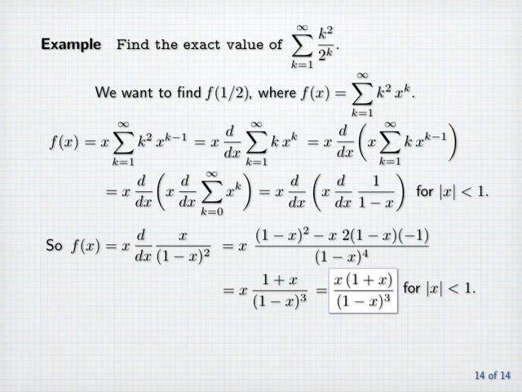Now we can evaluate our power series at any x in the open interval from minus 1 to 1, and in particular, at 1/2, we have the sum from k equals 1 to infinity of k squared over 2 to the k equal to 1/2 times 1 plus 1/2, which is 3/4, divided by 1 minus 1/2, or 1/2, cubed, which is 1/8, and that simplifies to exactly 6.